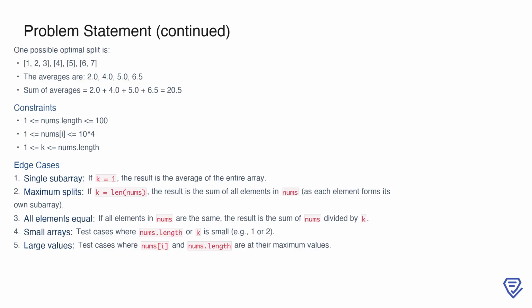The problem also has various constraints and edge cases to consider. For example, if k is 1, the result is simply the average of the entire array. If k equals the length of the array, each element forms its own subarray, and the result is the sum of the elements. Additionally, if all elements in the array are the same, the result depends on the value of k. It's also important to handle extreme values, such as when the array or its elements are at their maximum allowable sizes, to ensure the solution is efficient and accurate.